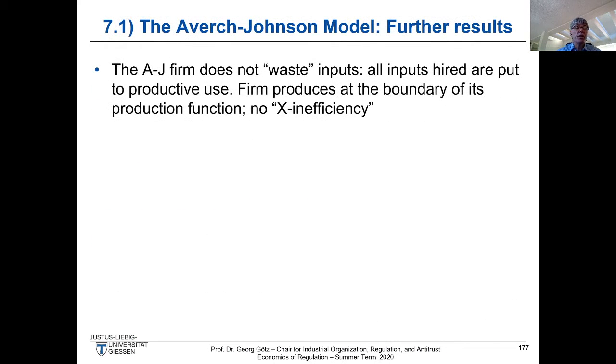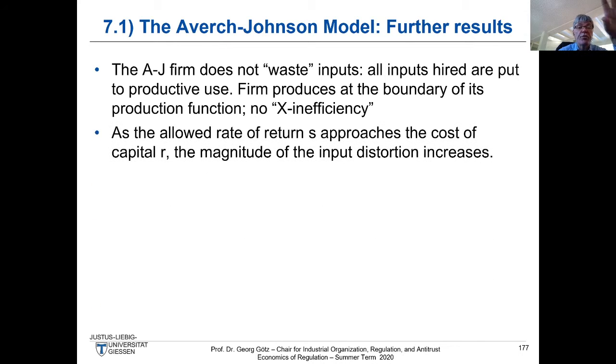Okay, and here's some evaluation. Here the firm does not waste inputs. All inputs are hired or used. It's different from what we discussed earlier on of X-inefficiency, like the Leibenstein inefficiency, because everything is used here. But of course you overinvest. You have what is called gold-plated networks. You overinvest in your capital because you have this high allowed rate of return.